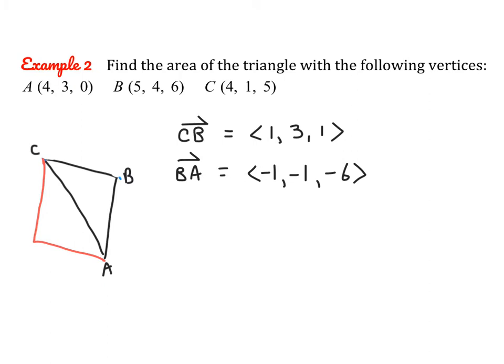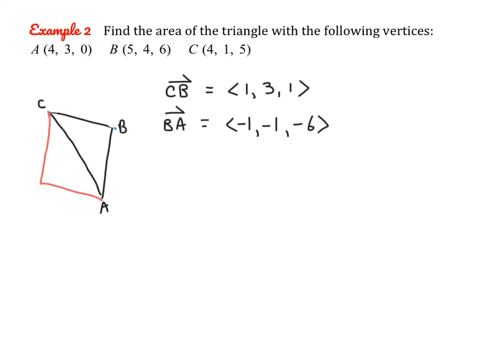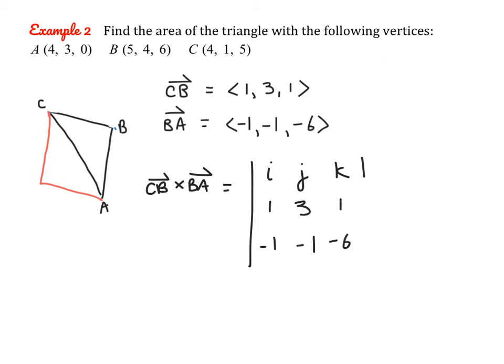So from here, let's find the cross product. So I'm going to set up my matrix, and we have 1, 3, 1, negative 1, negative 1, negative 6. And I'm going to use the diagonal method.